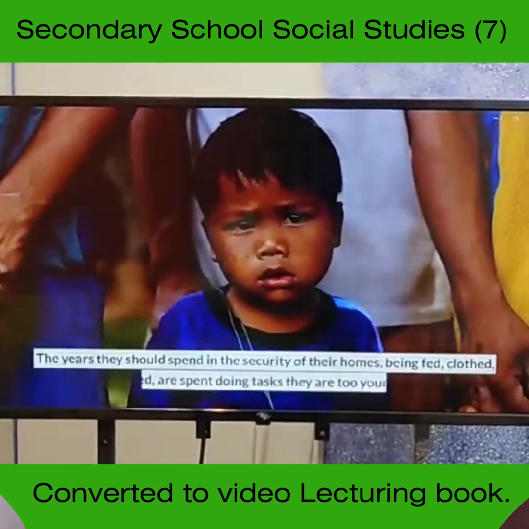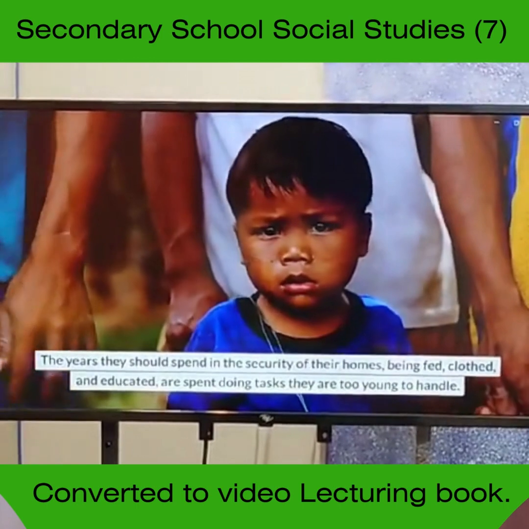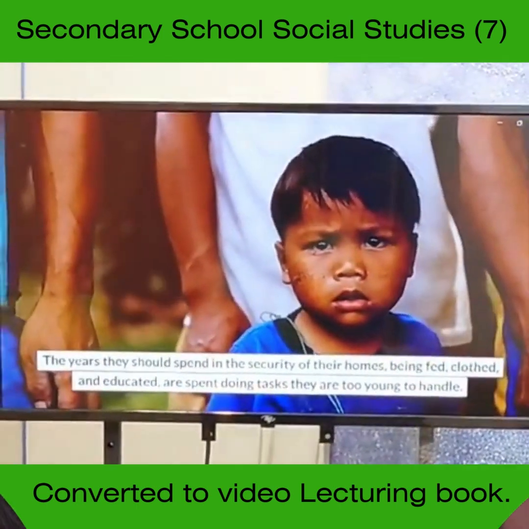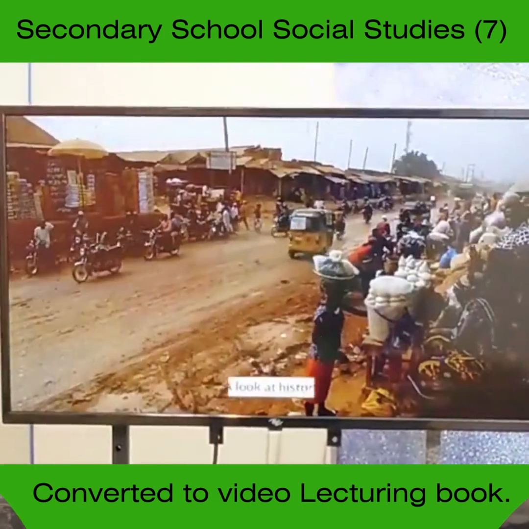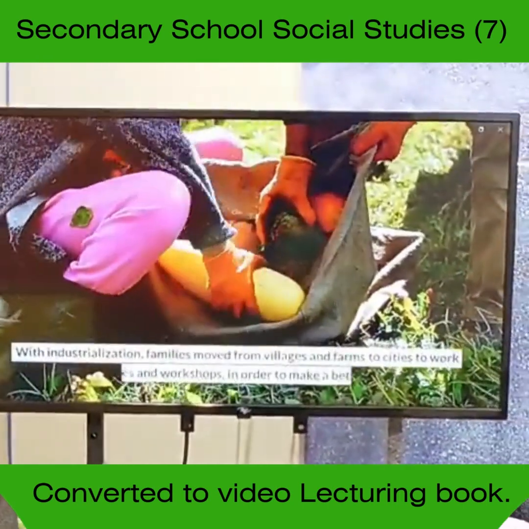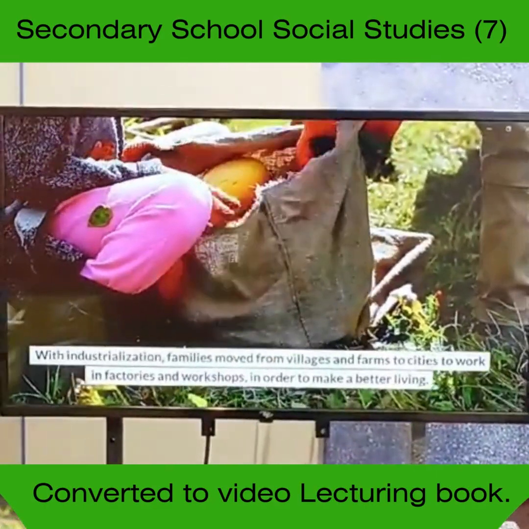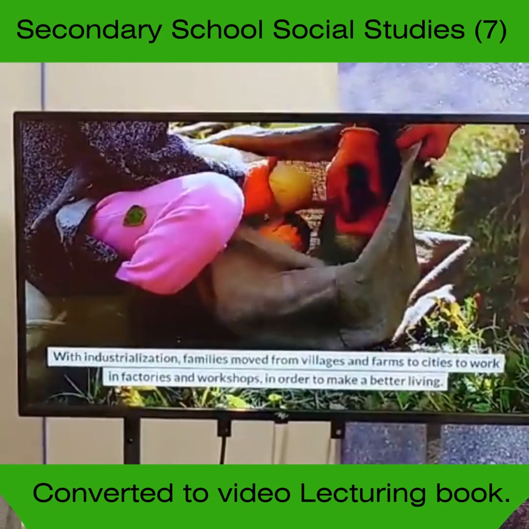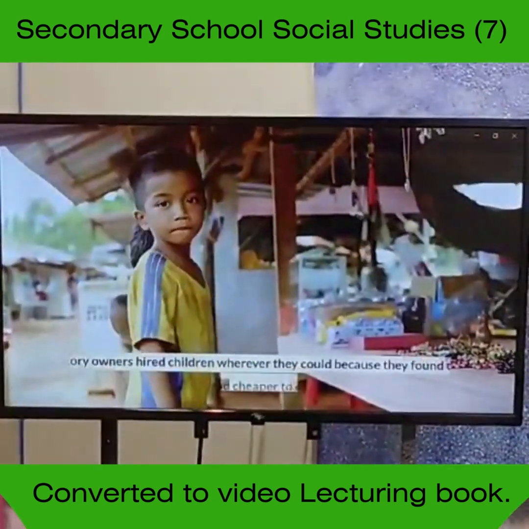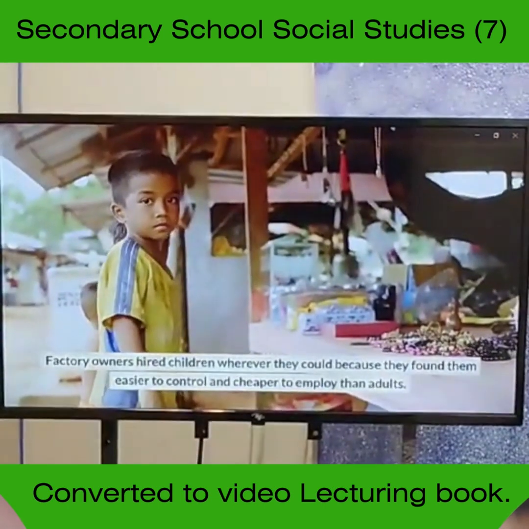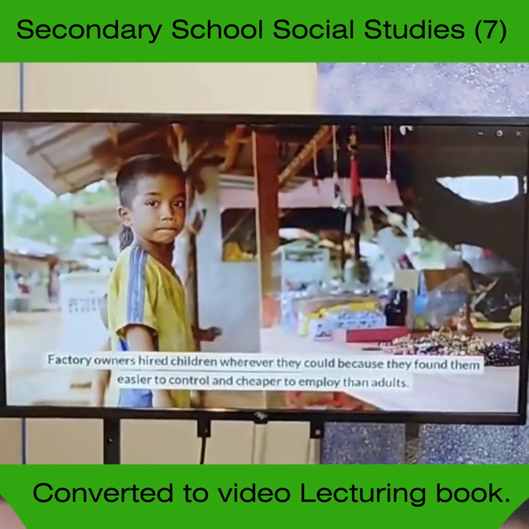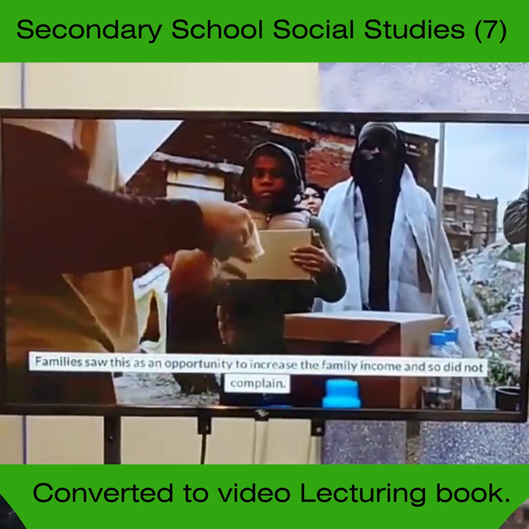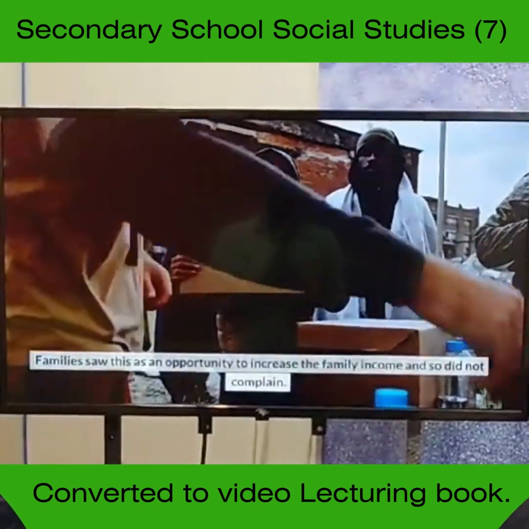The years they should spend in the security of their homes, being fed, clothed, and educated, are spent doing tasks they are too young to handle. A look at history. With industrialization, families moved from villages and farms to cities to work in factories and workshops in order to make a better living. Factory owners hired children wherever they could because they found them easier to control and cheaper to employ than adults. Families saw this as an opportunity to increase the family income and so did not complain.